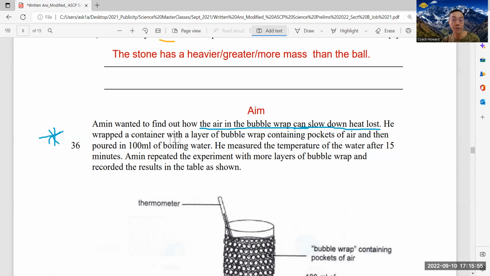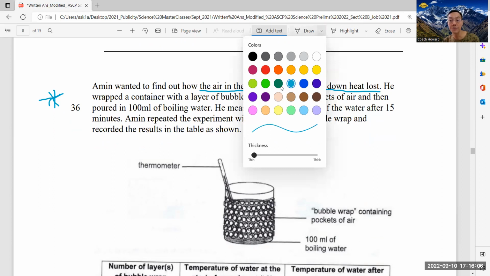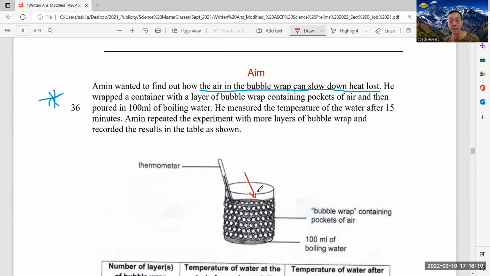He wrapped a container with a layer of bubble wrap containing pockets of air and then poured in 100 ml of boiling water. So you understand the setup, right? He wrapped this first and then poured in boiling water inside. Boiling water means 100 degrees. 100 ml of 100 degrees. He measured the temperature of water after every 15 minutes. Armin repeated the experiment with more layers of bubble wrap and recorded the result as shown.